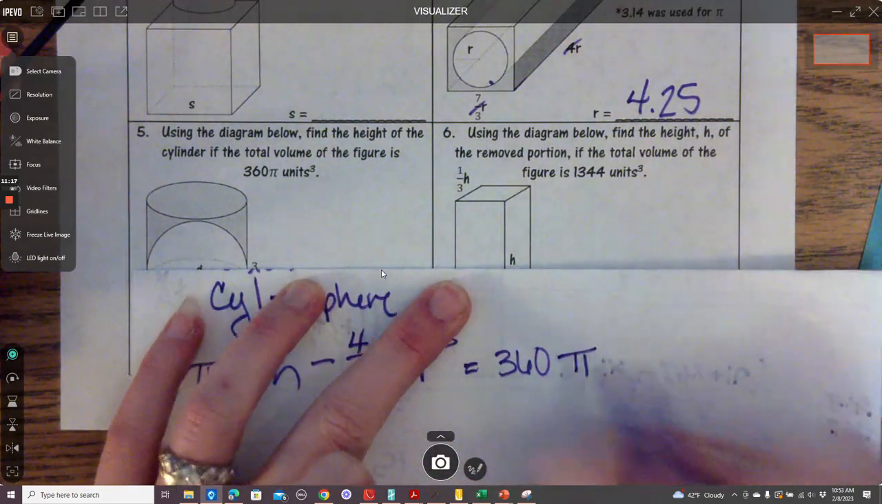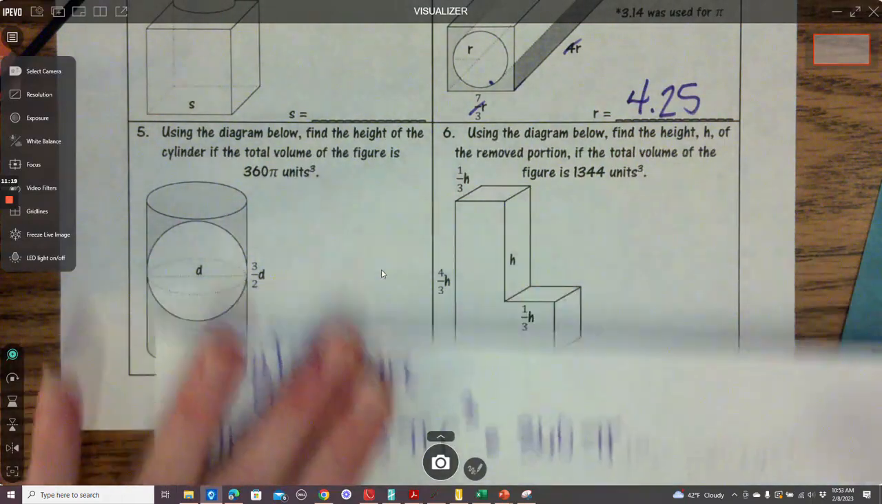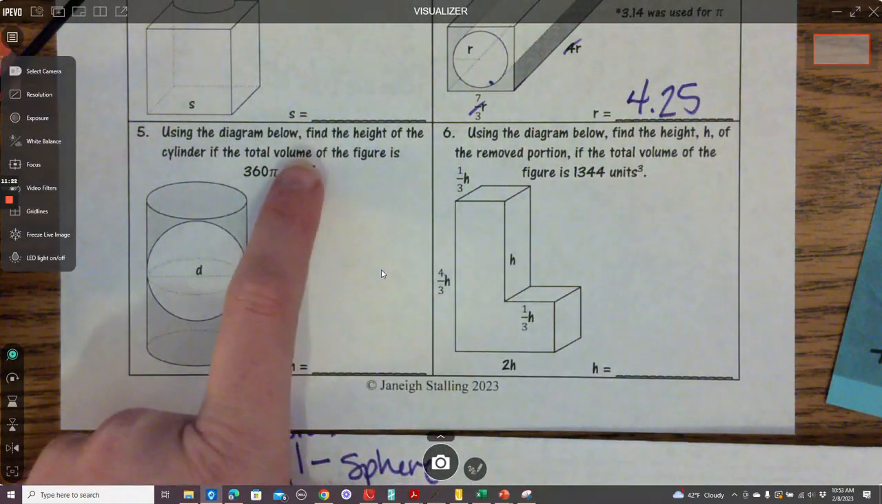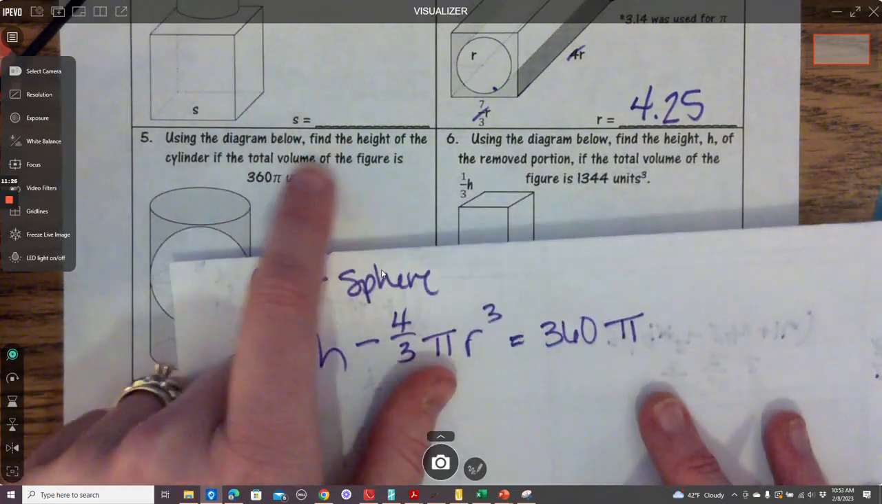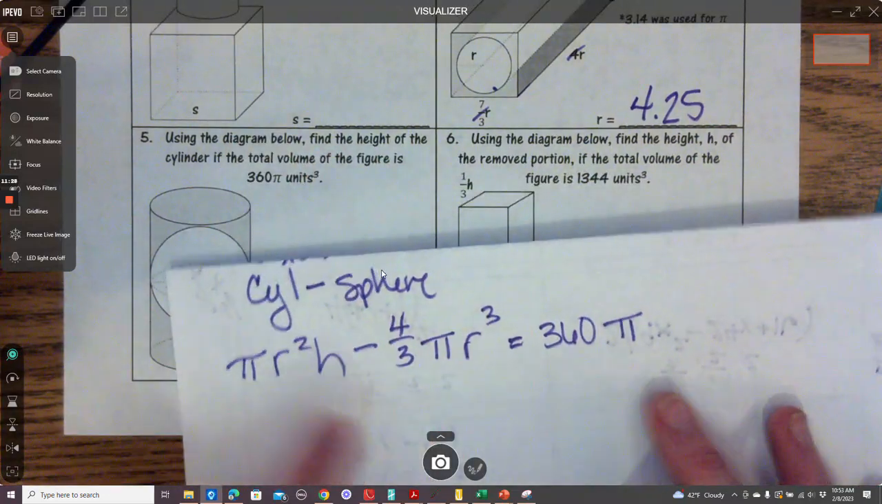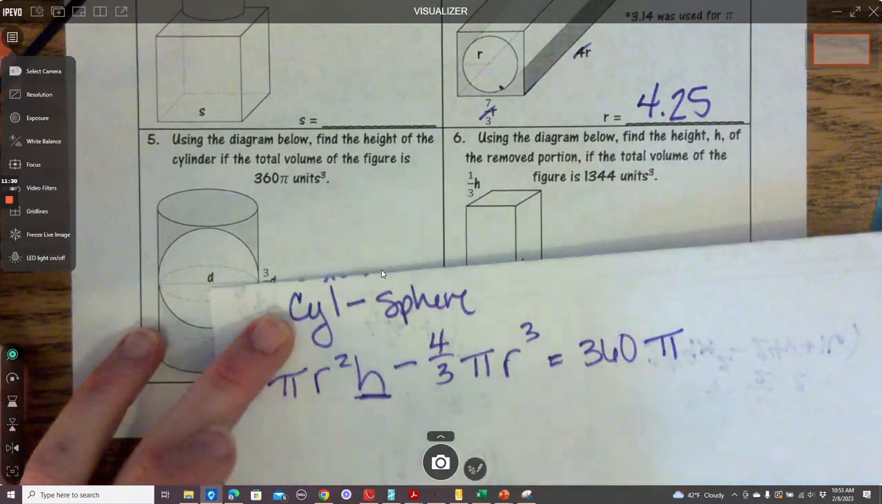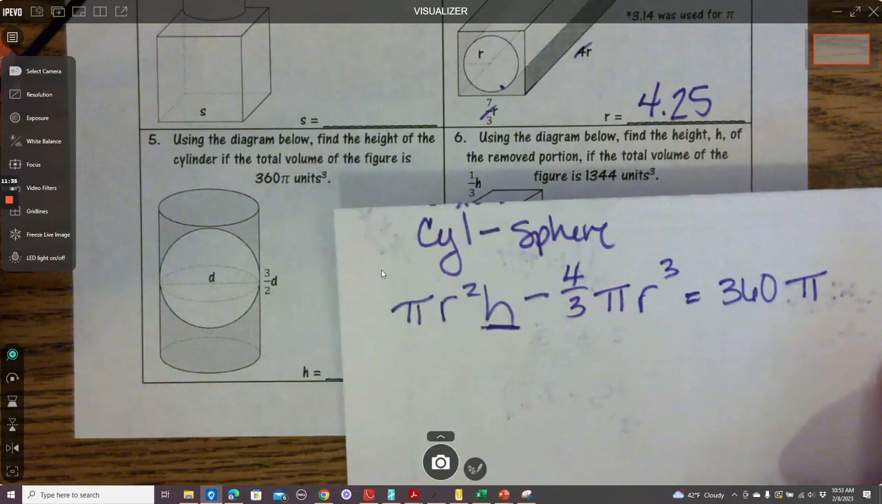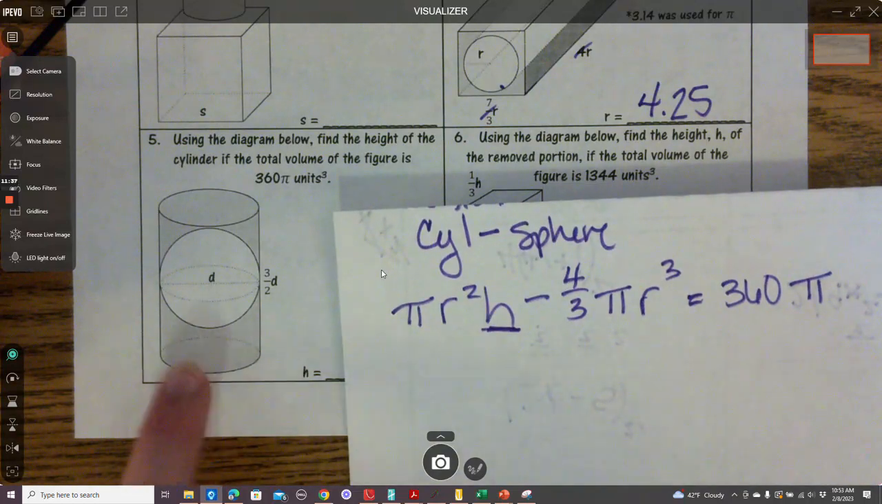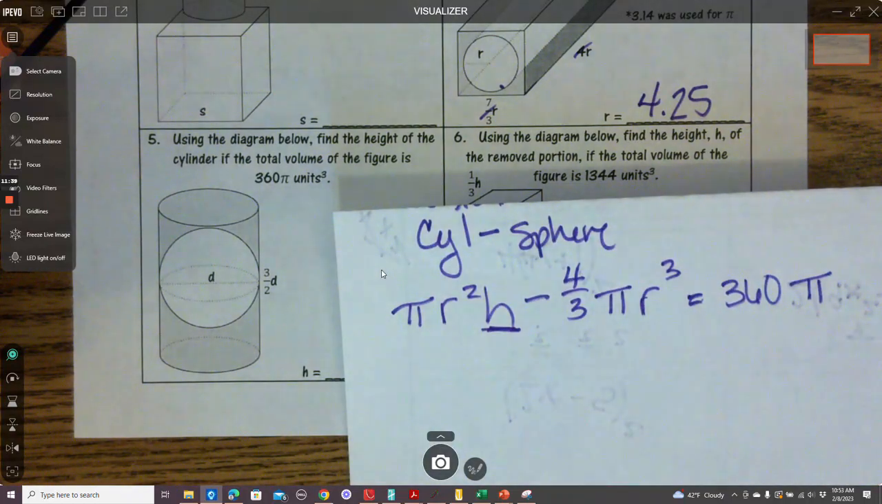360 pi. Now, on this one, I need a radius and I need a height. We're trying to find the height of the cylinder, so everything has to be a letter H. So of the cylinder, what's the radius of that cylinder?